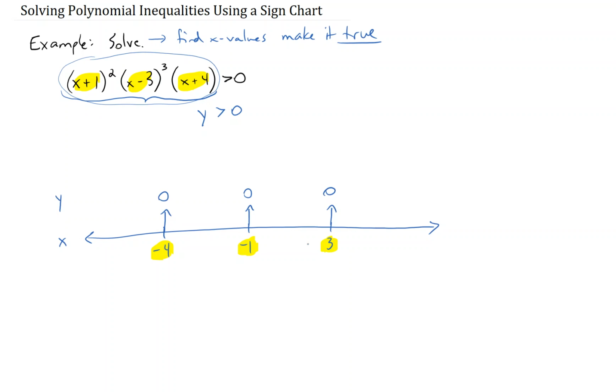The next thing we need to do is figure out the signs in between each of the zeros, so figure out the y value in between the zeros. A simple thing you could do is pick an x value, for example, less than -4, plug it in for x, and see what you get for y. See if it's positive or negative.